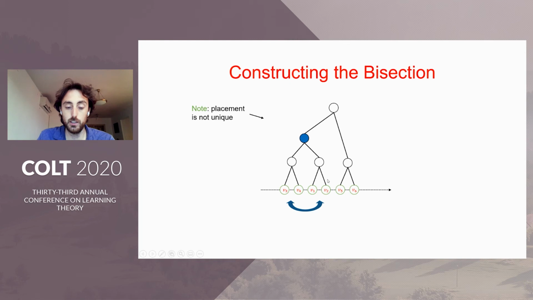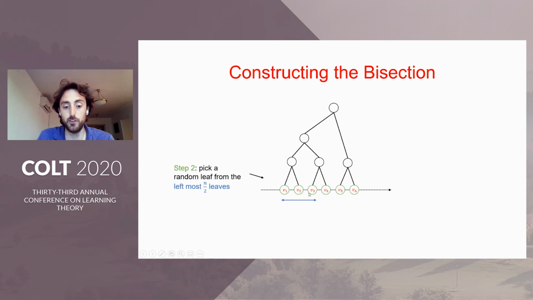This would give you this placement on a line. So given an optimal tree, we can see that there are several placements, or embeddings, on a line. Our first step in constructing the bisection is to pick such an embedding randomly and uniformly. Now we have this embedding on the line. The next step, we randomly pick one of the n/2 leftmost leaves. In our example, we look at V1 through V3 and pick a random leaf from these. Let's say that it's V2.